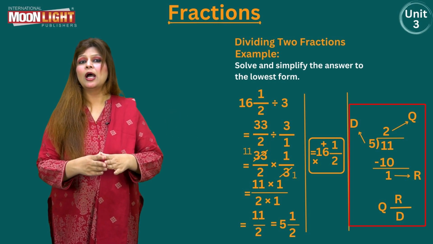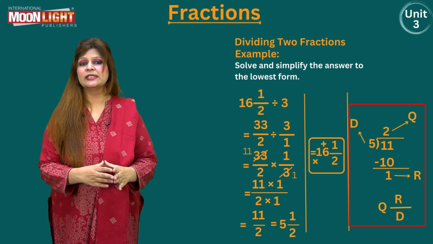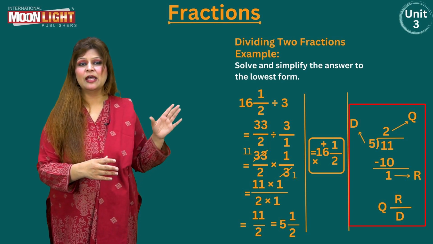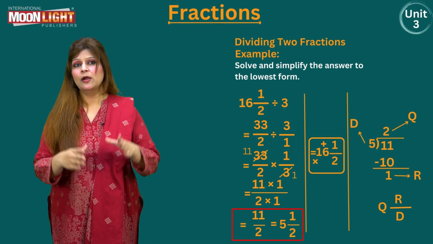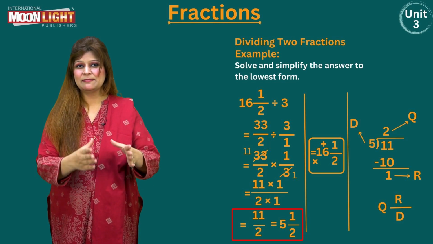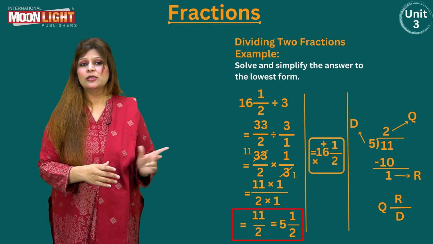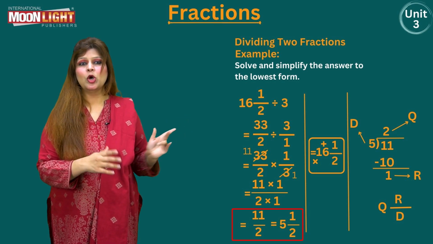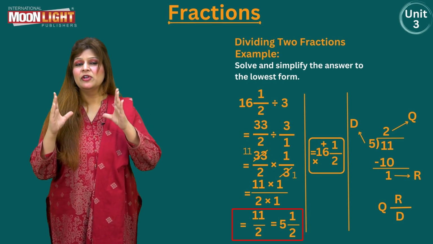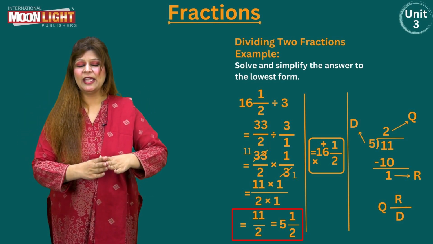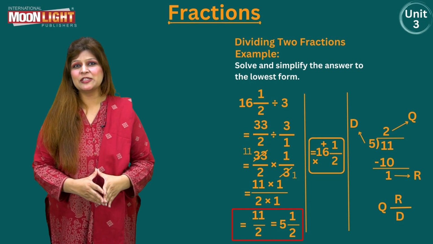The quotient is 5 and the remainder is 1, so I can write this number as 5 whole 1 by 2. You can check and confirm the mixed number by doing this: 5 twos are 10, plus 1 is 11. The denominator is 2 and the numerator is 11, so I have done the right thing. This is what I have checked and verified. So the answer is 5 whole 1 by 2, which is in the simplest or lowest form.